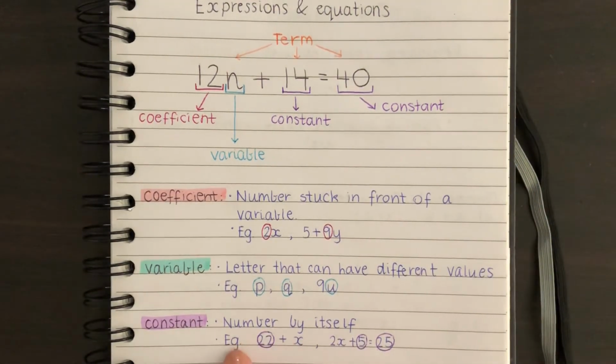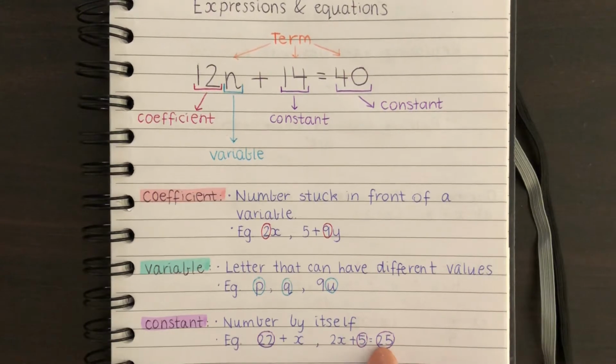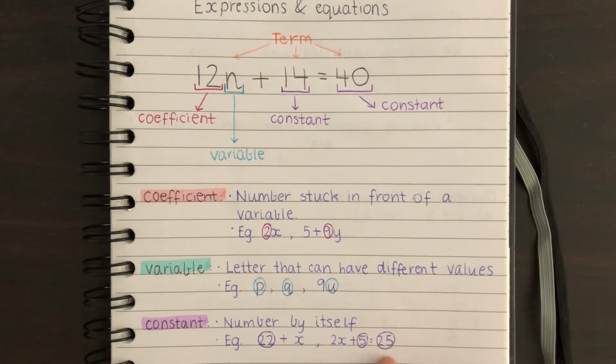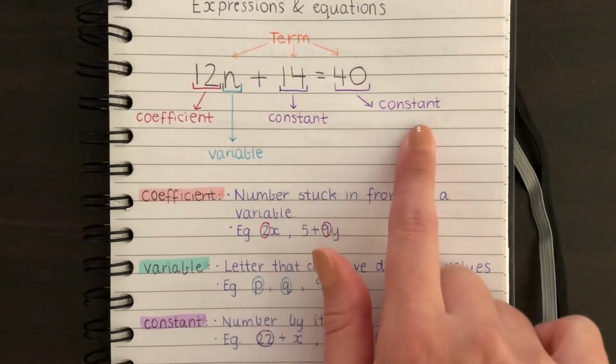Okay, here I've got some other examples as well. If I had the expression 22 plus x, just the 22 would be a constant because that's the number by itself. If I had the equation 2x plus 5 equals 25, the 5 and the 25 would be a constant because they're just numbers by themselves. They've got no letters attached to them, nothing else. They're just numbers by themselves. And that's what a constant is.